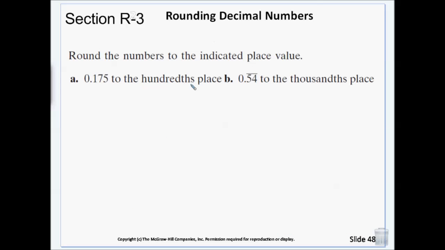We're going to round to the hundredths place. Hundredths place is here. So we look at our 5. Guys, shh. So this rounds to 0.18 because a 5 rounds the 7 up.